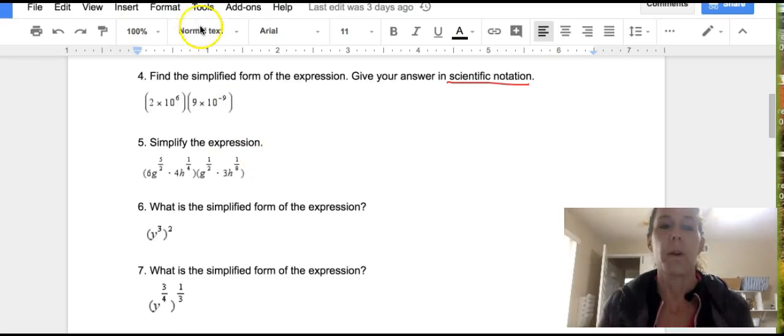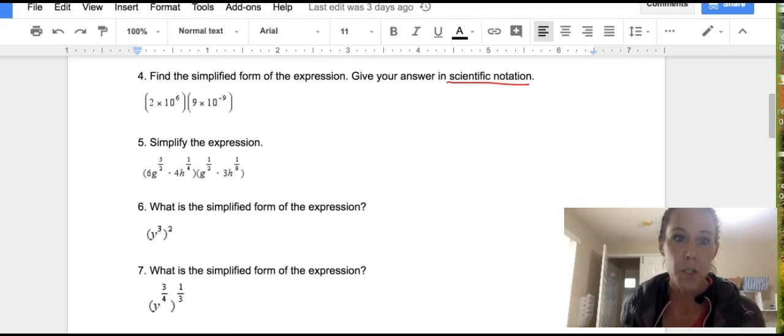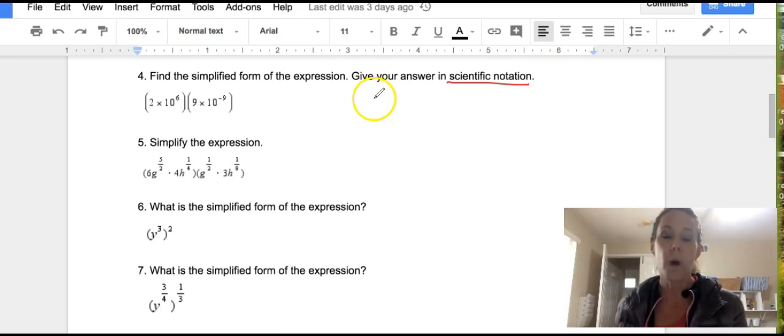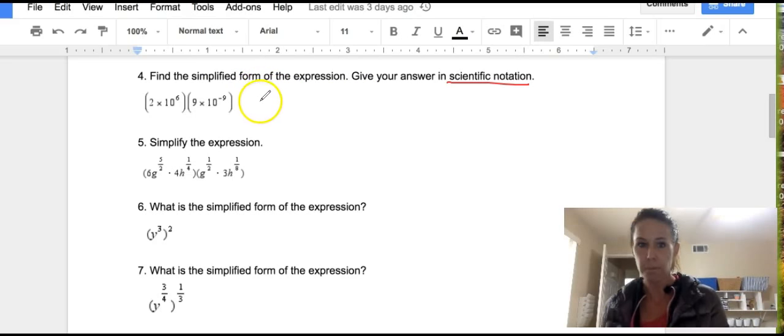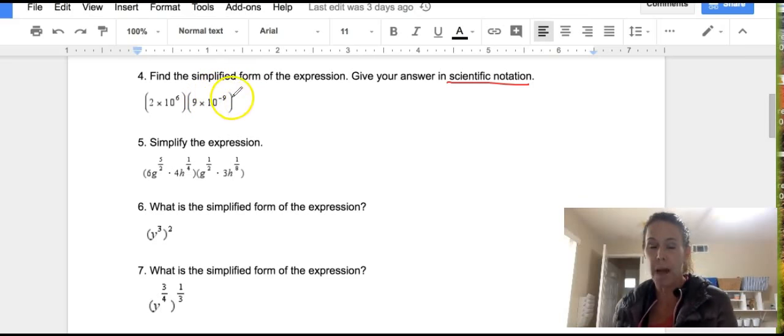Okay, number 4, we're going to find the simplified form of the expression. Give your answer in scientific notation. Now, just to review, scientific notation means your first number needs to be equal to or greater than 1 and less than 10. So your first number needs to be between 1 and 10, and then your second number is going to be base 10 to a power.